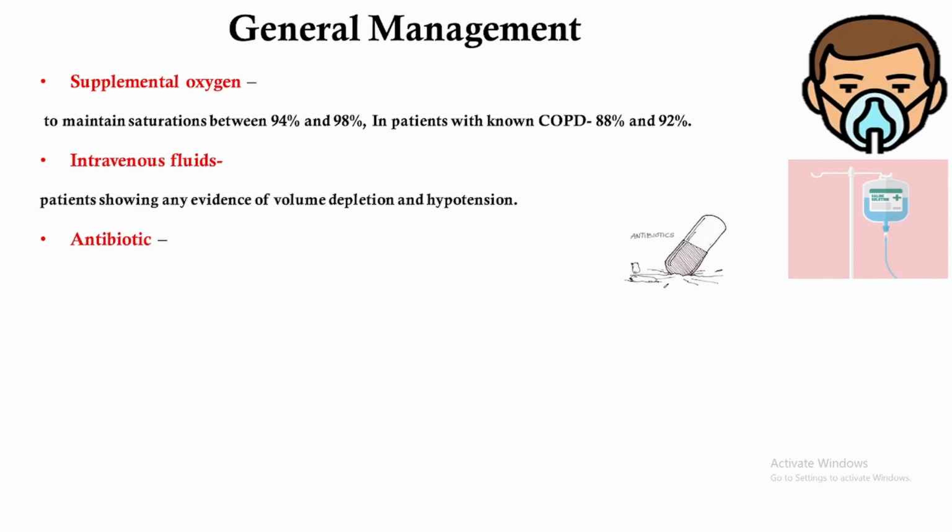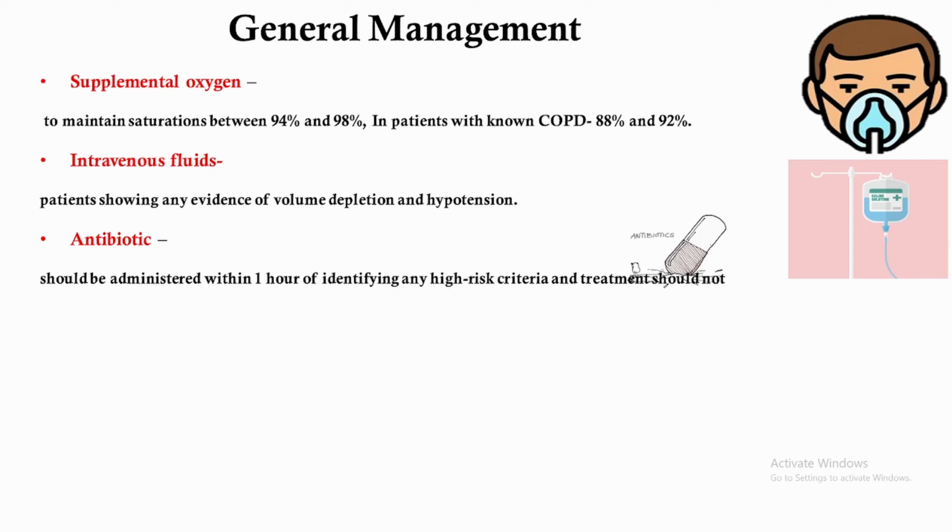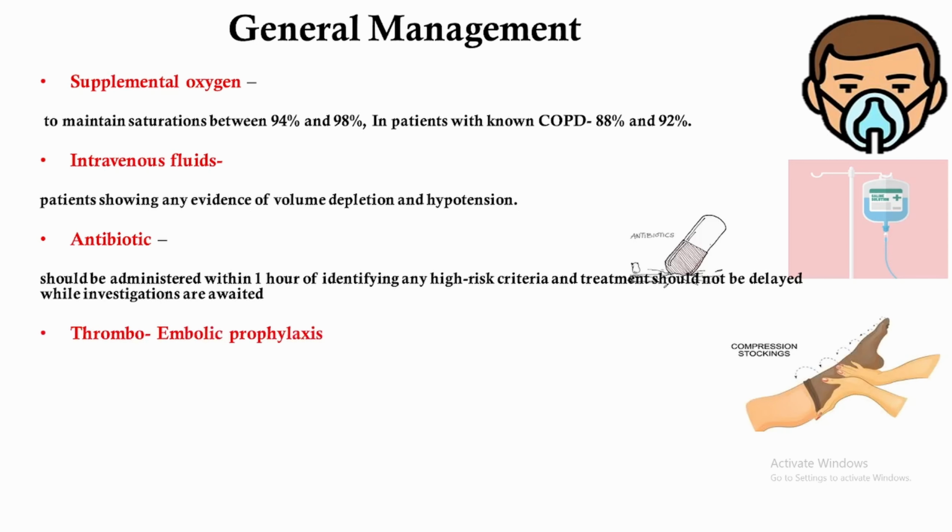The first dose of antibiotics should be administered within 1 hour of identifying any high-risk criteria, and treatment should not be delayed while investigations are awaited. Parenteral antibiotics should be switched to oral once the temperature has settled for a period of 24 hours, provided there is no contraindication to oral therapy. If patients fail to respond to initial treatment, microbiological advice should be sought and alternative diagnosis considered. The antibiotic regimen should be adjusted specifically once culture and sensitivity results are available.